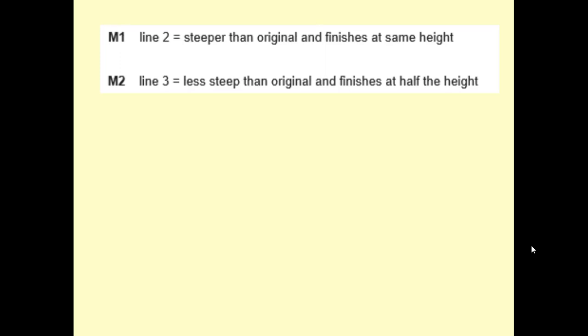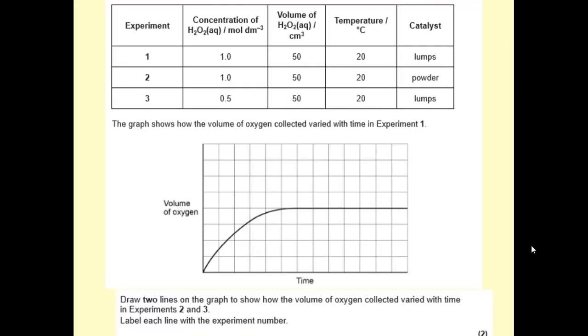So for line 2, we should have had that steeper than the original and finishing at the same height. It finishes at the same height because, comparing 1 and 2, the concentration and volume are the same, so the number of moles of oxygen is going to be the same, and the temperature is the same. But the catalyst is in a powder, so it's going to be more effective. So you're going to get a faster rate of reaction, so the gradient is going to be steeper.